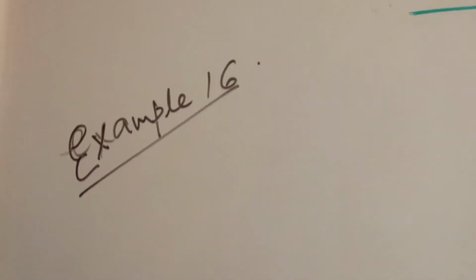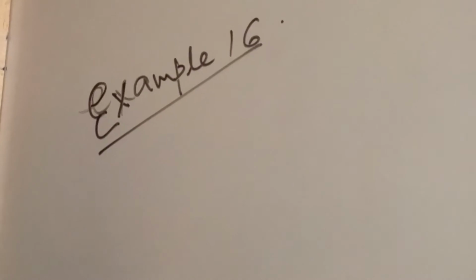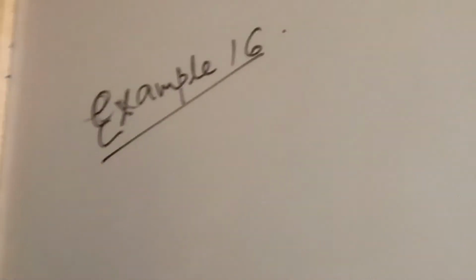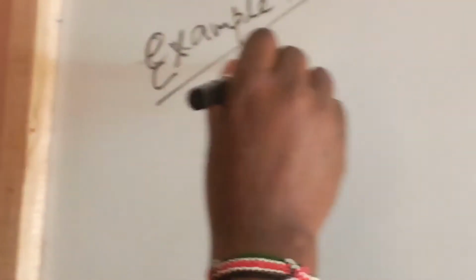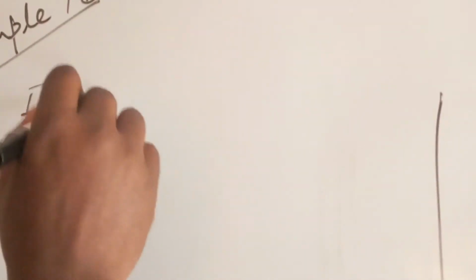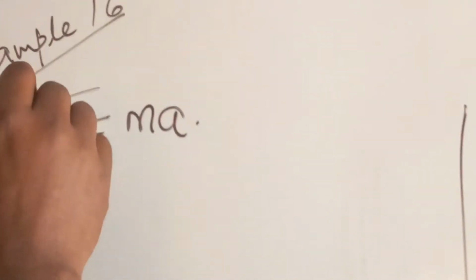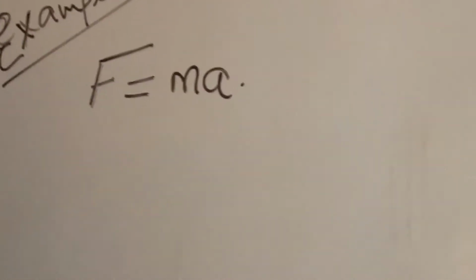Example 16 talks about force. And before we work it out, we need to understand that a force applied to a particle has both magnitude and direction. And therefore, force is also a vector. And the force causes the particle to accelerate. And from before, we know that force is equal to mass times acceleration. Mass of the particle multiplied by acceleration.